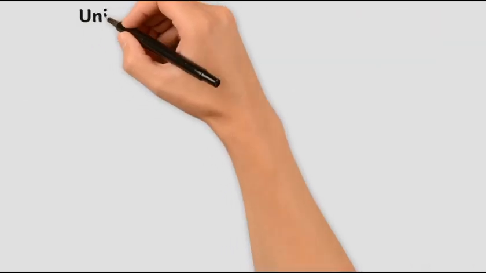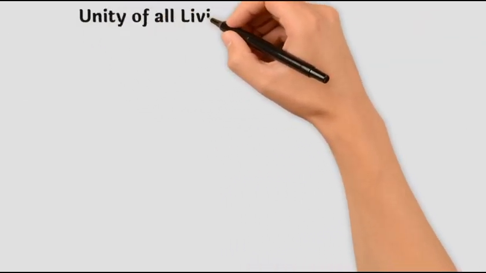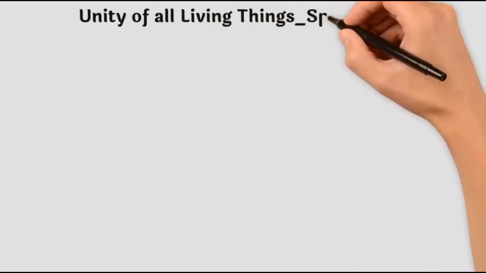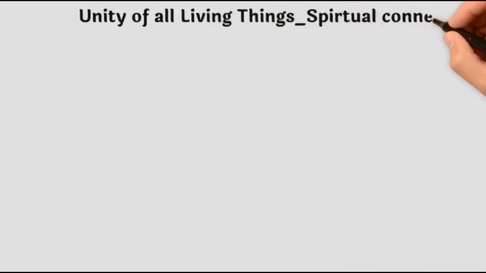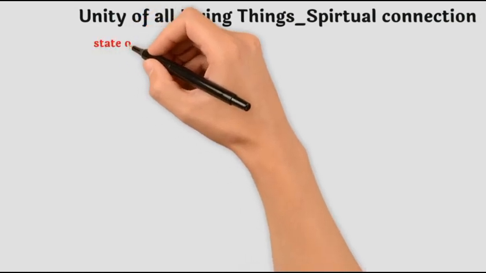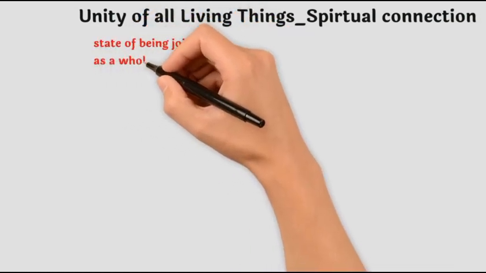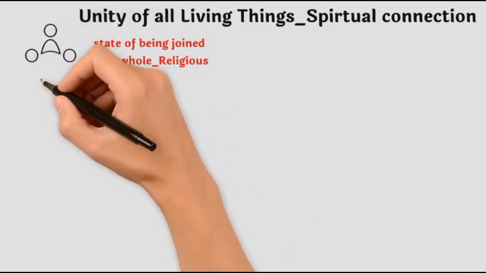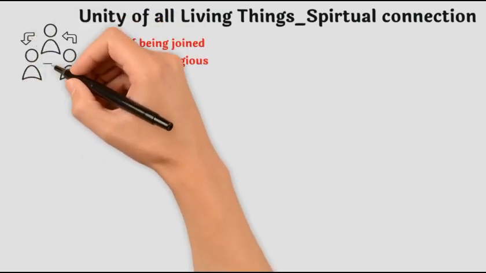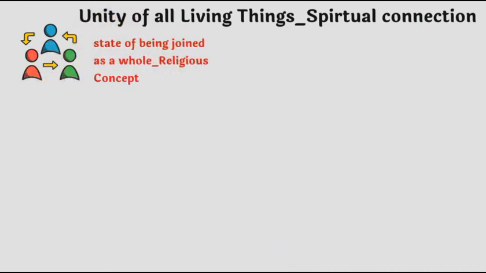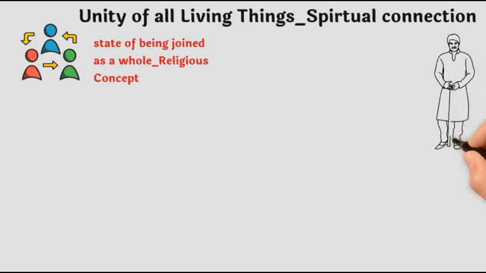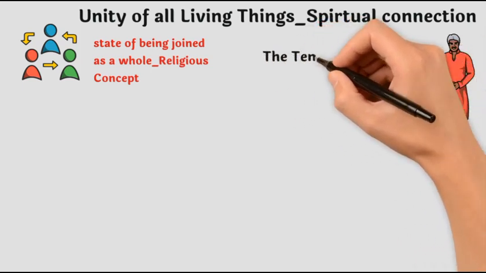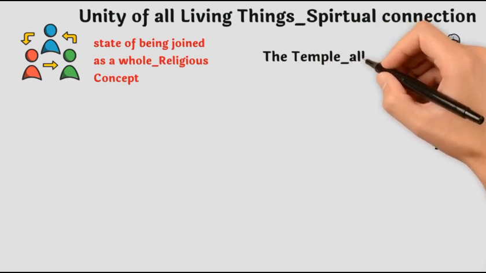Now there's another concept mentioned in this novel, that is the unity of all living things, which means the state of being joined as a whole. It is a religious concept that shows spiritual connection. The best example of which we can take is Professor Godbole. In the whole novel, he is a spiritual or religious personality. But in the last part of the novel, his concepts are much more emphasized.